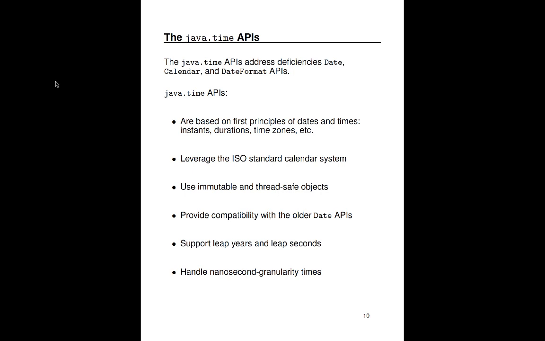The java.time APIs are designed so that they're compatible with older date APIs, so you can go back and forth pretty easily. They have good support for leap years and leap seconds, which is just a reality of working with dates and times. And also, they have built-in support for nanosecond granularity, which is an option that's available on modern hardware systems.